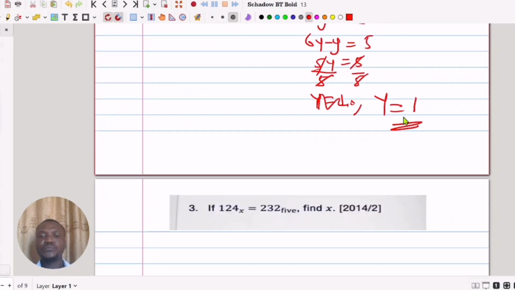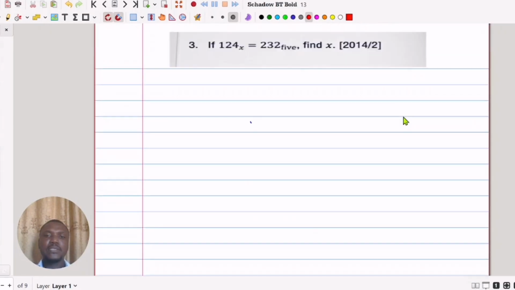Let's go to question 3. Question 3 says that 124 base x equals to 232 base 5. Find x. So the first step is that you change each of the terms given to base 10. That's the first step whenever you come across this kind of question in your WAEC examination. So I'm going to do that.